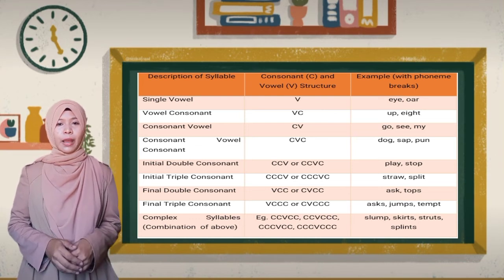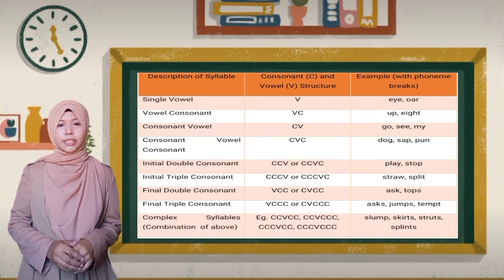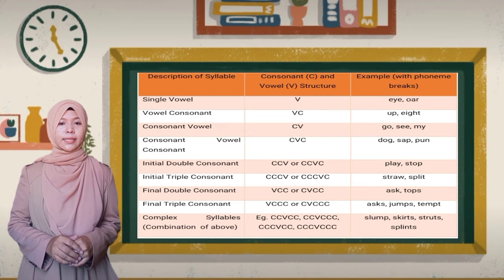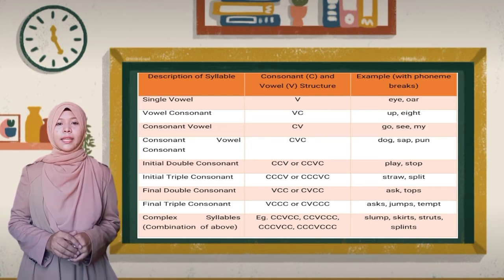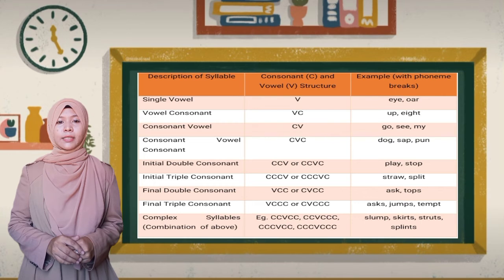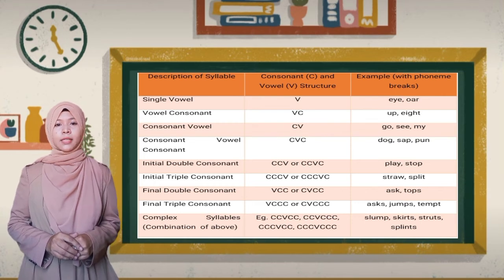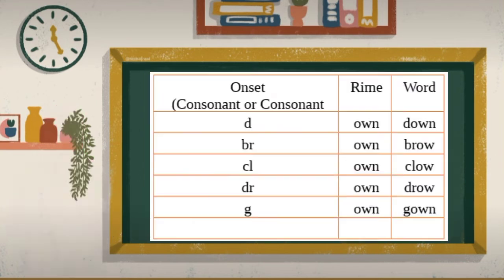Then we have consonant-vowel. Consonant-vowel-consonant, or the CVC pattern. Initial double consonant, or those words that start with two consonants. Initial triple consonant. Final double consonant. Final triple consonant, and the complex syllables, which is the combination of the above mentioned.